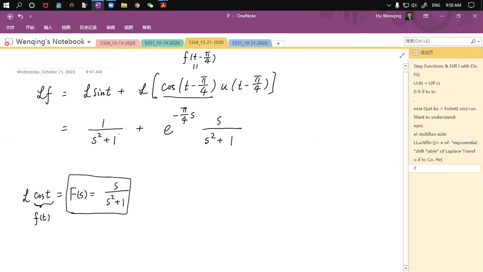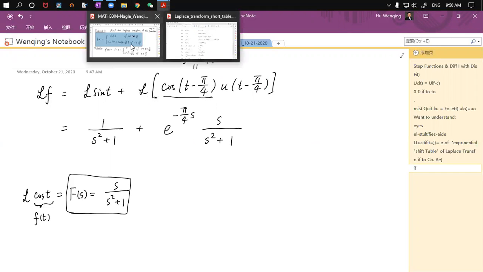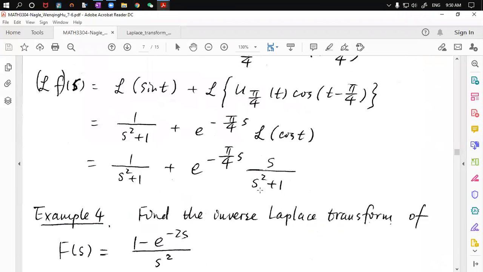And this is indeed the Laplace transform of the whole function. So you can see that sometimes you have to use the shift table together with some other lines of this table in order to fully understand what happens in this scenario.